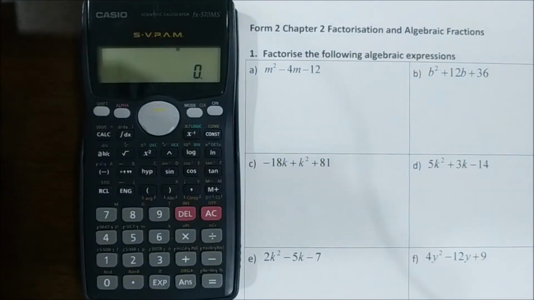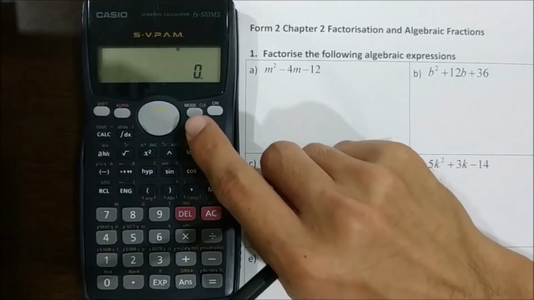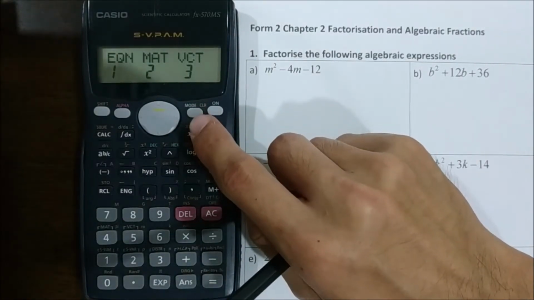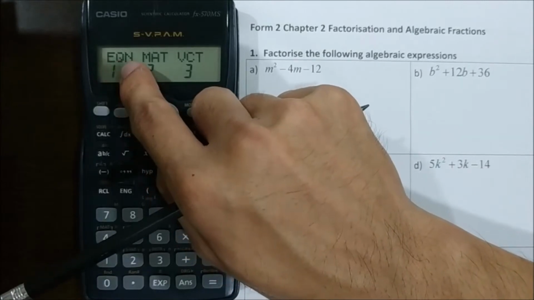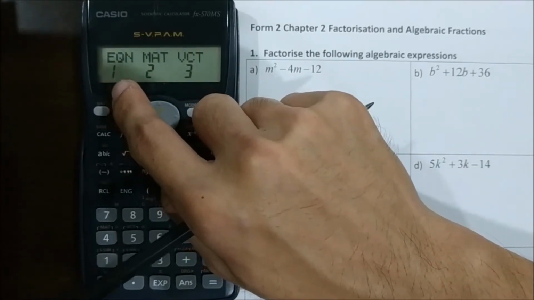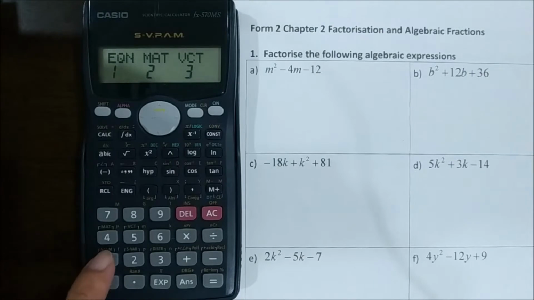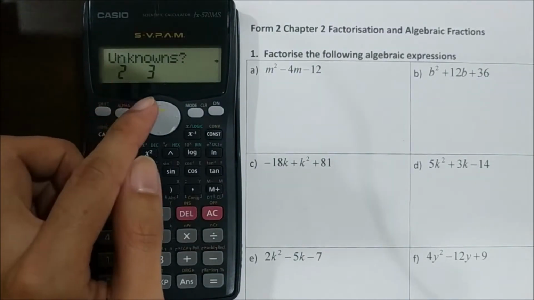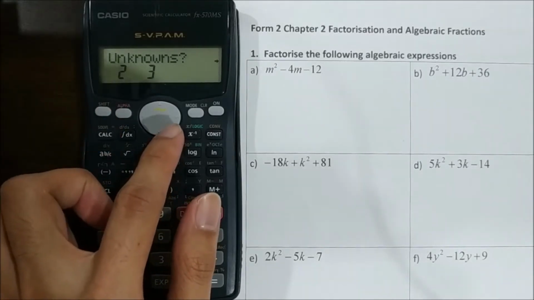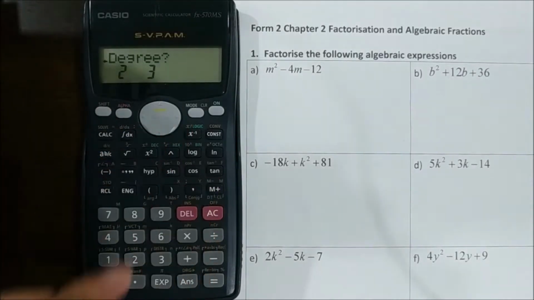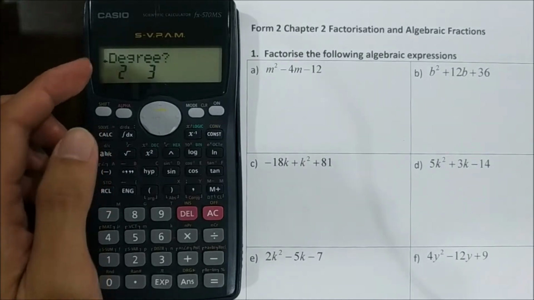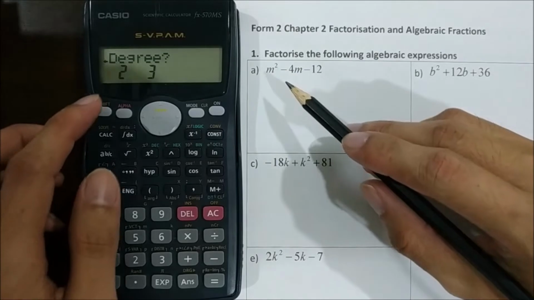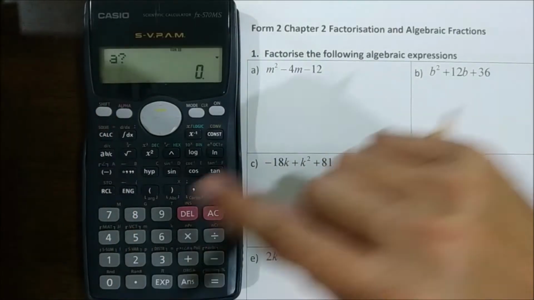So first we need to change the mode of our calculator by pressing the mode button 3 times. 1, 2, 3. And you see EQN, which stands for equation, 1. So to choose this option, we press 1. And then you will see unknowns 2 and 3 here. You press the right arrow button. And degree here, we go to degree 2 because the highest power here is 2. So degree 2. Press 2.